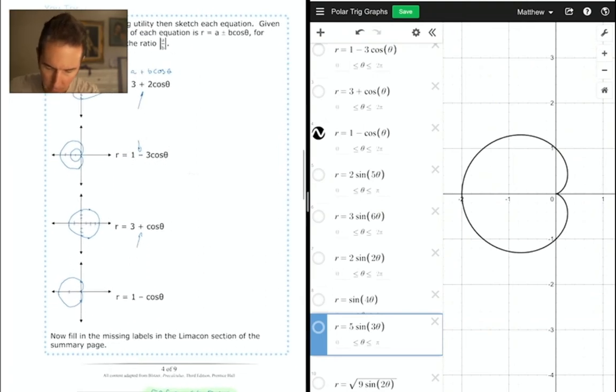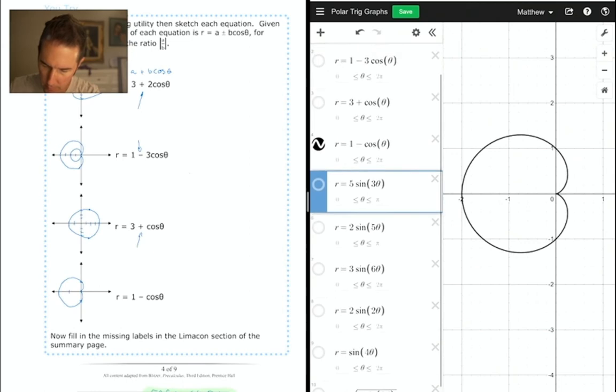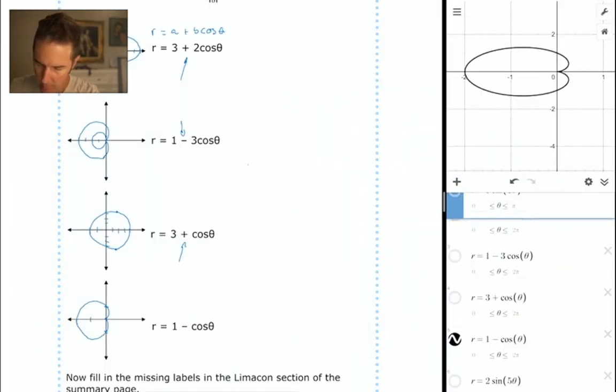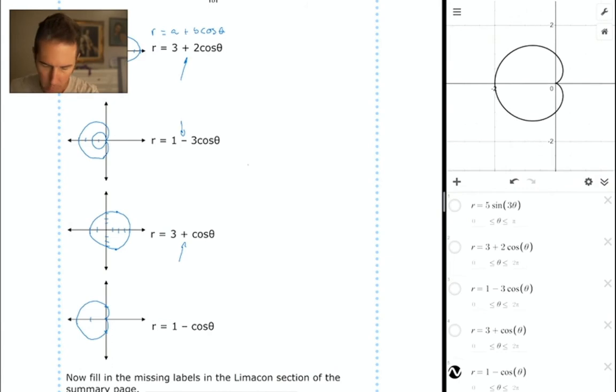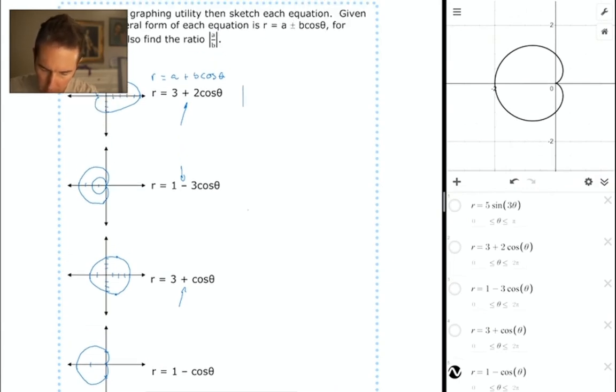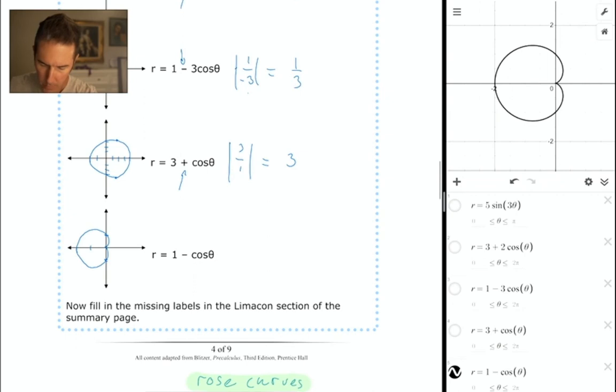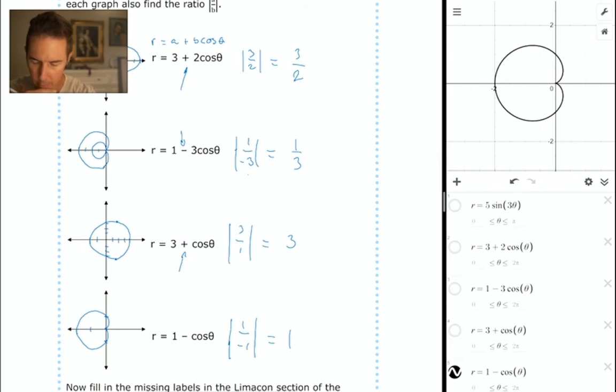Now let's talk about these ratios. Here we've got the absolute value. Let's just slide that over. All right, let's talk about ratios. So we've got the absolute value of a over b is the absolute value of 3/2. That's equal to 3/2. Okay, and then down here we've got the absolute value of 1/-3, which equals 1/3. Here we've got the absolute value of 3/1, which is equal to 3. And down here the absolute value of 1/-1, which equals 1.